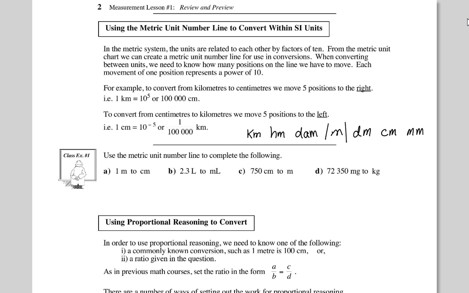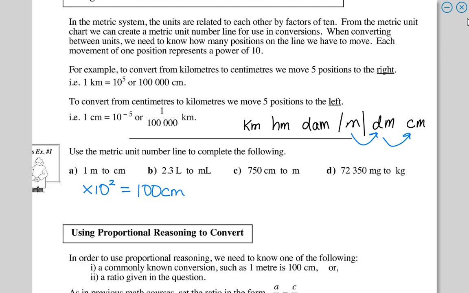So how many jumps from meter to centimeter? 1, 2. 2 jumps. And the unit got smaller, so the number gets bigger. So I times by 10 twice. 1 times 10 squared would be 100. A couple of things went by pretty quickly. The number of jumps is just from the units, and the reason that I'm timesing is because the unit got smaller.